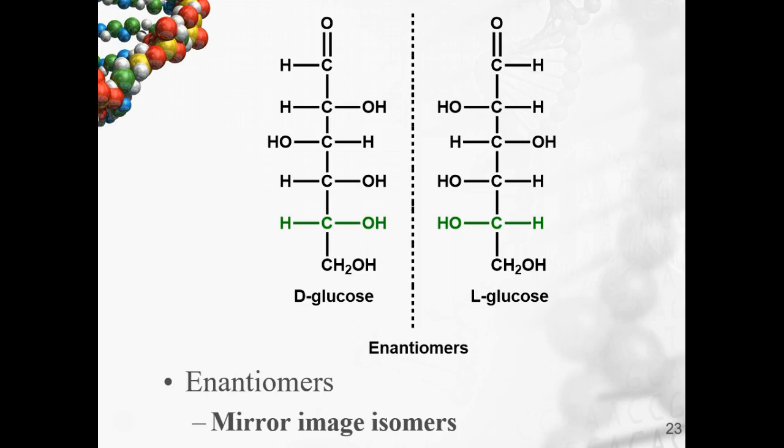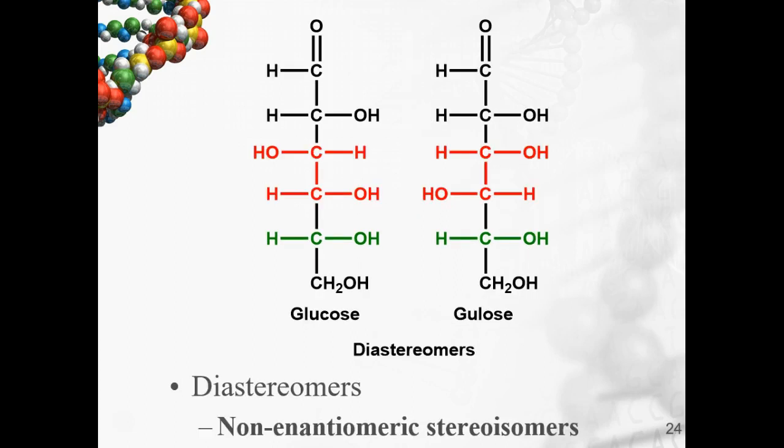So here's an example of two enantiomers. This is D-glucose and L-glucose, and you can see that L-glucose is the mirror image of D-glucose. So these are enantiomers, or mirror image isomers. Glucose and gulose are diastereomers.